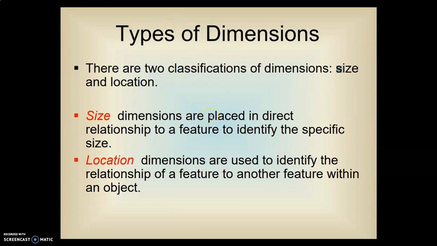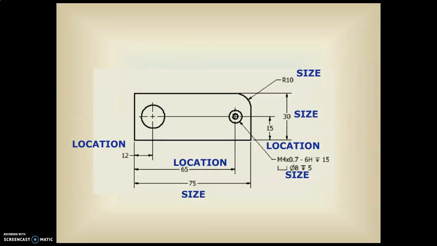There are two classifications of dimensions that we'll talk about, and that is size and location. Size dimensions are placed in direct relationship to a feature to identify the specific size. Location dimensions are used to identify the relationship of a feature to another feature within an object.